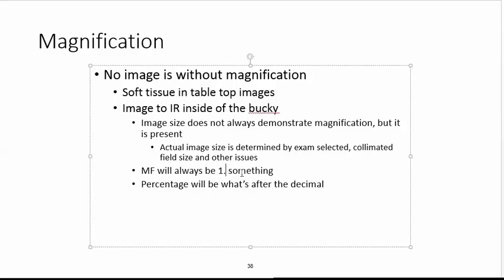So what I mean by that is if we have a magnification factor of 1.1, that means you've got 10% magnification. All right. So the 1 represents the actual size of the anatomy, and what that means is you've got 10% magnification.